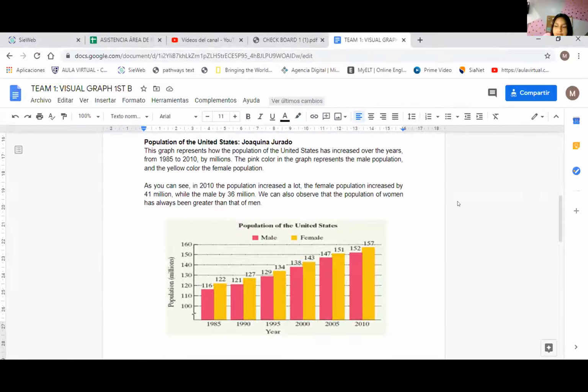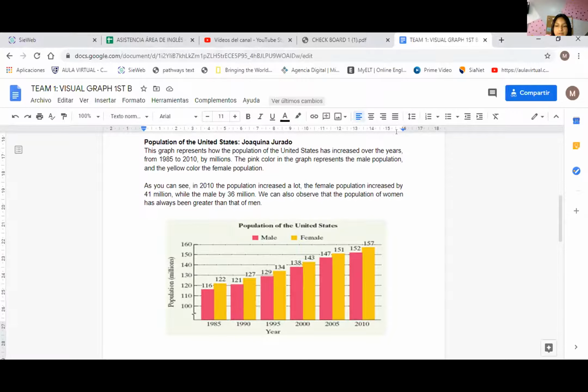Good afternoon, Miss Milagros and friends. Today I'm going to talk about my bar graph. This graph represents how the population of the United States has increased over the years, from 1985 to 2010, by millions. The pink color in the graph represents the male population and the yellow color the female population. As you can see, in 2010, the population increased a lot. The female population increased by 41 million, while the male by 36 million.